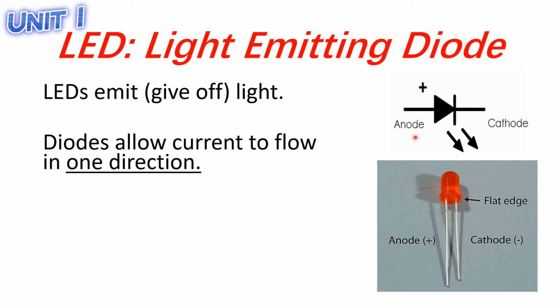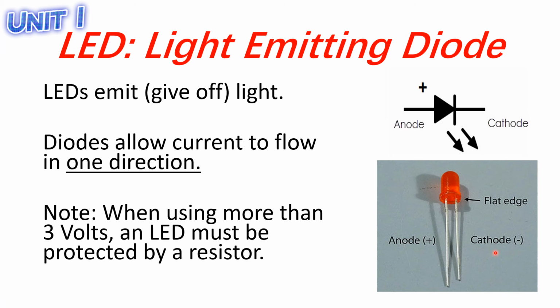Your anode here is another word for positive, and your cathode here is another word for negative. Just in case you want to use your LED, LEDs are very cheap, so remind yourself that you need to have a resistor if you're using a voltage of more than 3 volts, or else your LED will be damaged.